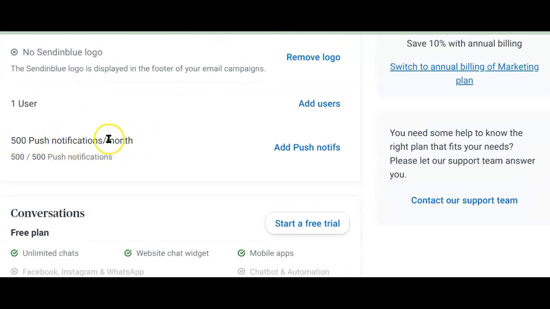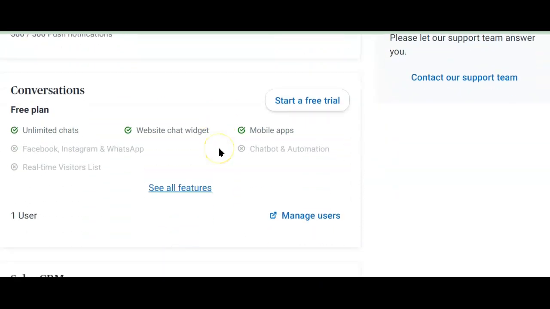I don't know what push notifications are per month. Add push notifications? I have no idea what that is.